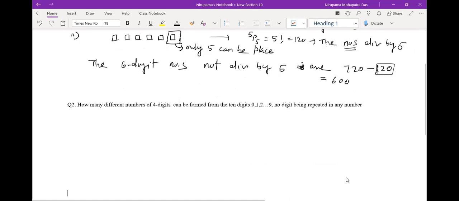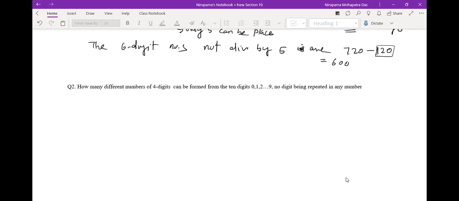How many numbers of 4 digits can be formed from the 10 digits 0, 1, 2, 3 up to 9? So we have 0, 1, 2, 3 up to 9. So 10 digits are given. How many different numbers of 4 digits? So we are going to form 4-digit numbers, meaning 4 places: ones, tens, hundreds and thousands place. Now no digit is being repeated in any number.